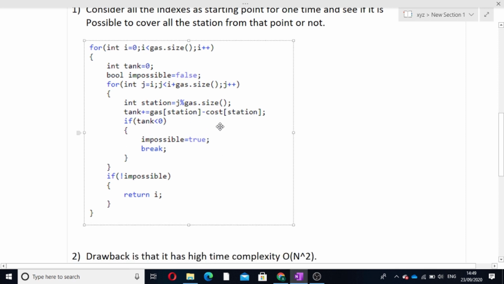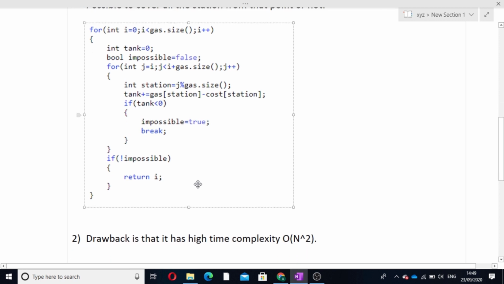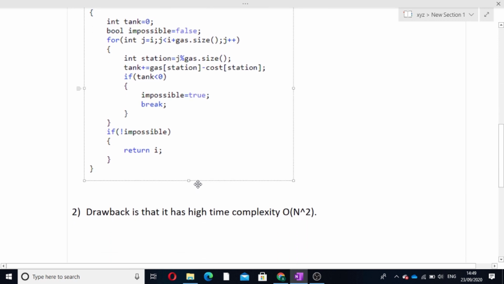So in this way the loop will run, and after the loop has run, if our program reaches the end of the loop, it means that we have not found any index, then we will return -1. So this approach was simple, but it is a very time-expensive approach.